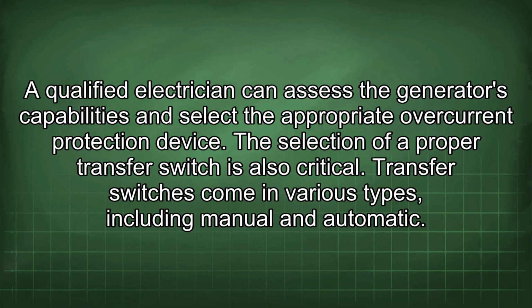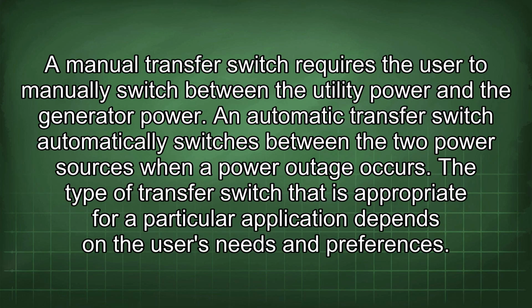The selection of a proper transfer switch is also critical. Transfer switches come in various types, including manual and automatic. A manual transfer switch requires the user to manually switch between the utility power and the generator power. An automatic transfer switch automatically switches between the two power sources when a power outage occurs. The type of transfer switch that is appropriate for a particular application depends on the user's needs and preferences.